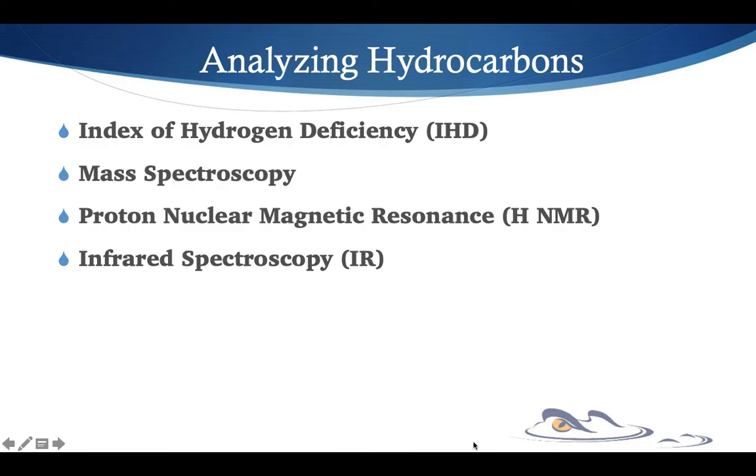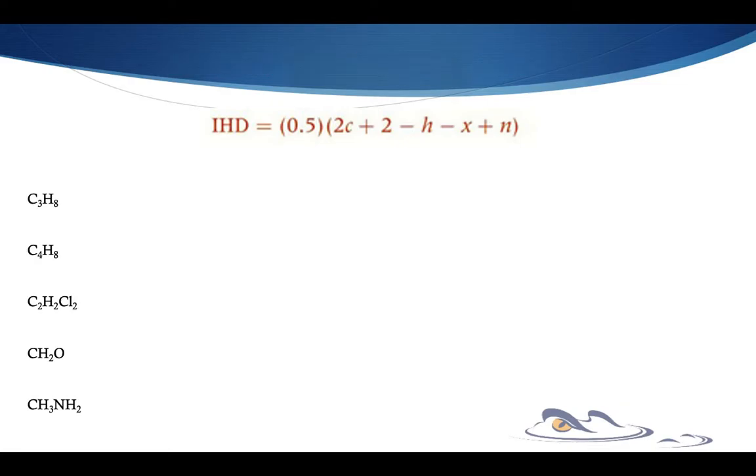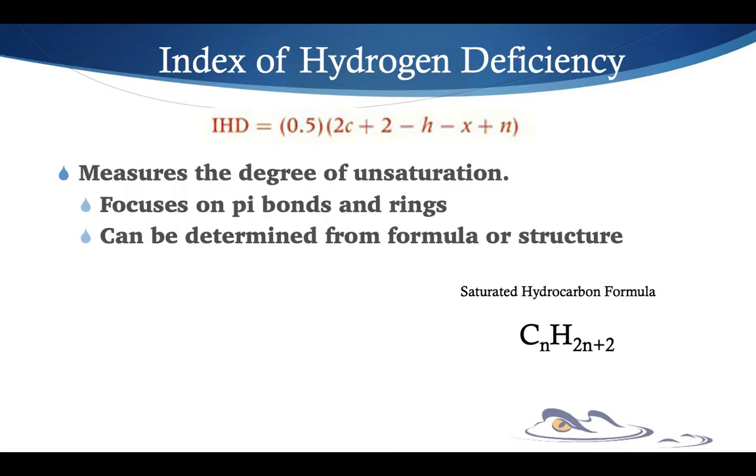So one of those tools that I'm going to teach you about today is called the Index of Hydrogen Deficiency. So what does the Index of Hydrogen Deficiency do? It measures what we call a degree of unsaturation. And the degree of unsaturation comes in two different forms. It can either come in the form of a pi bond.